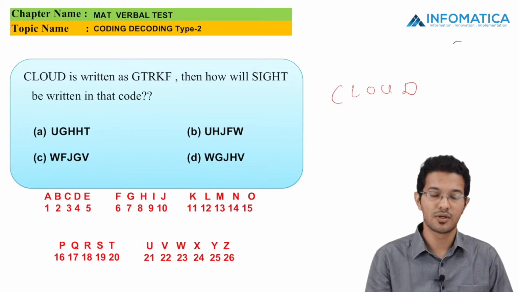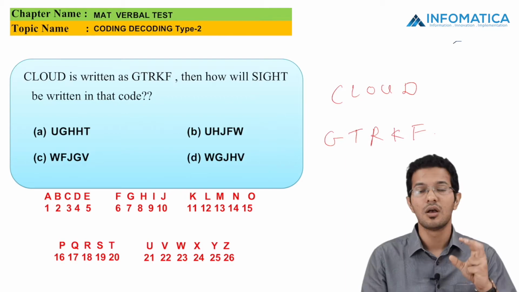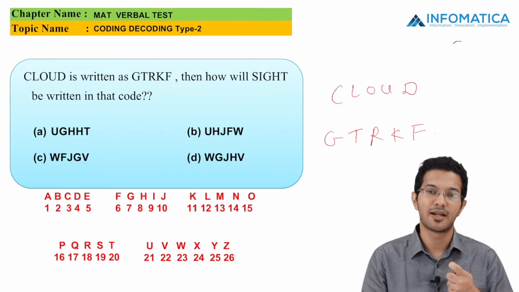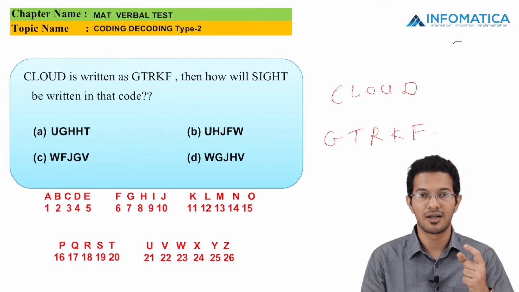What is the code given to us as? It is given to us as G, T, R, K and F. Students, if we look at the word cloud and the code which is given, G, T, R, K, F, we do not see any specific pattern forming here. So I need to manipulate something. Let us go for the word cloud.